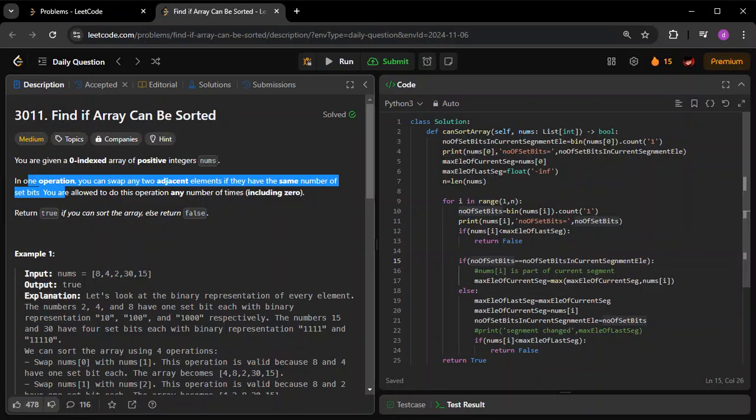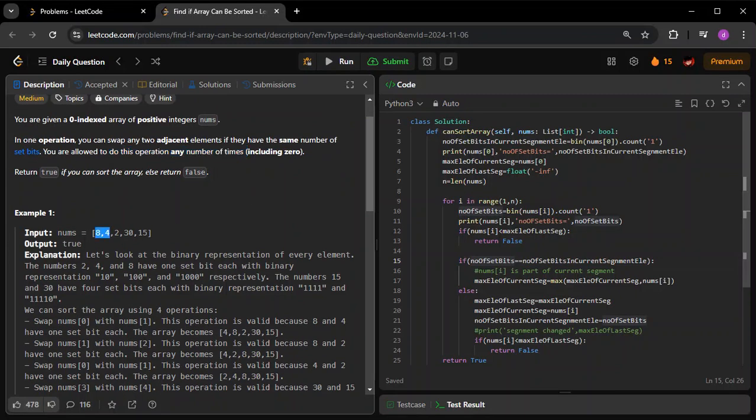In one operation, you can swap any two adjacent elements if they have the same number of set bits. So the idea here is you can swap two elements only if the number of set bits in them is the same. Otherwise you cannot change the positions, you cannot swap them. You are allowed to do this operation any number of times. So for example, this is the array given to us.